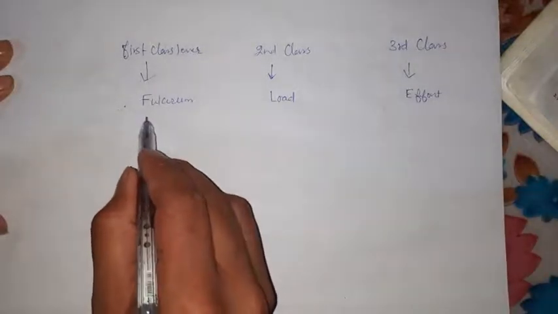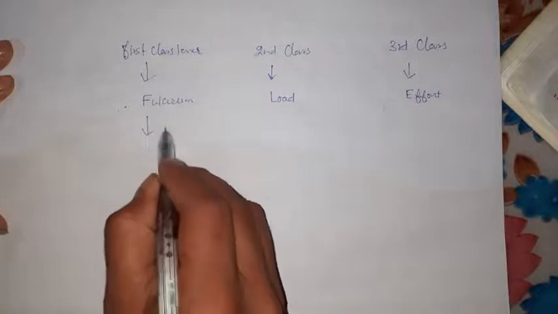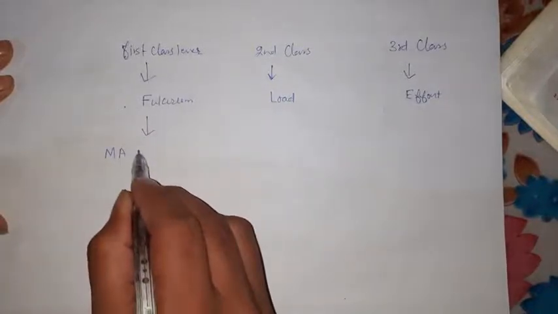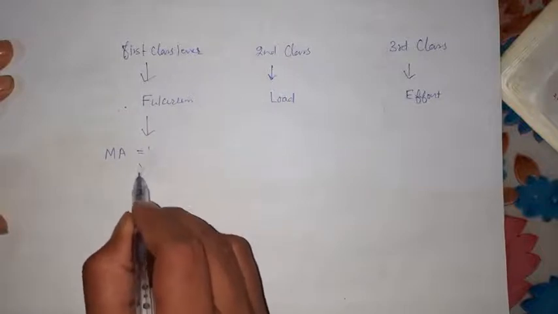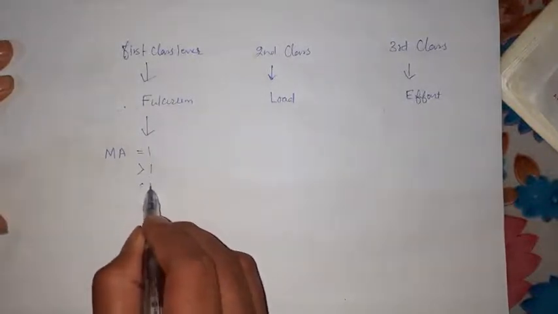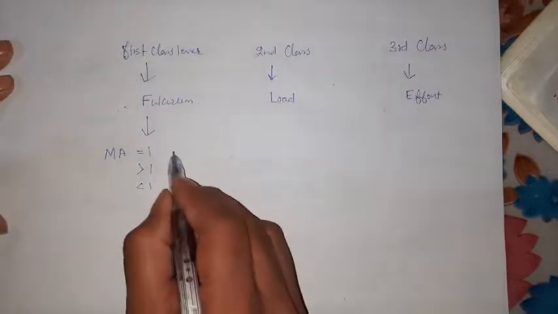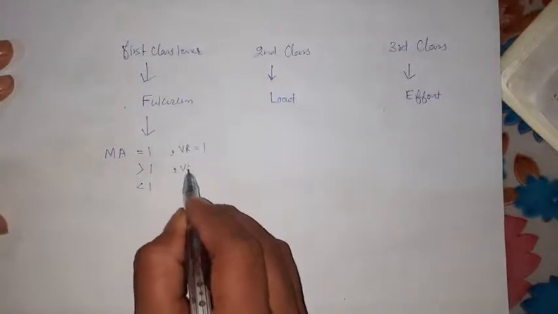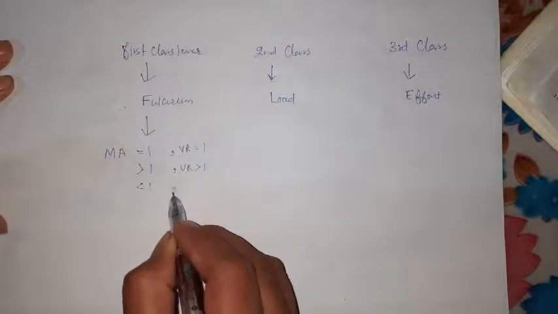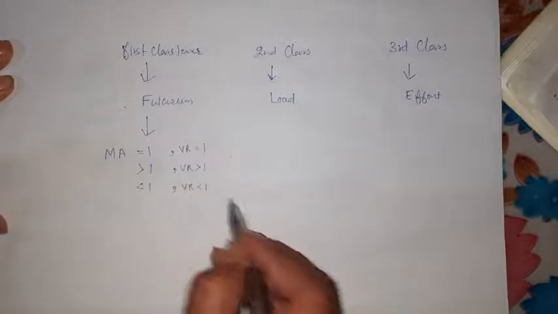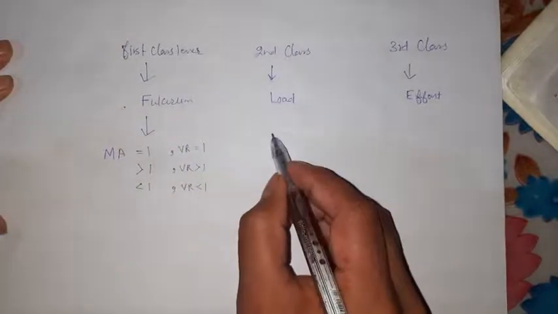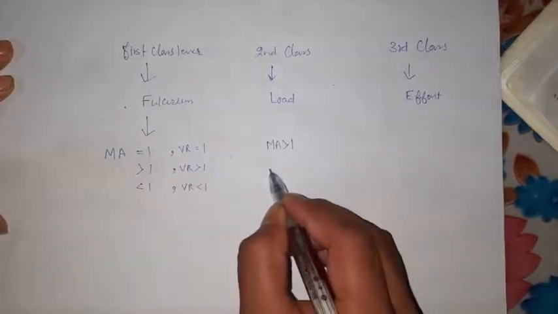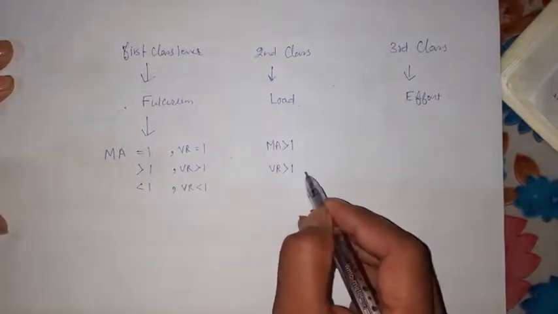Now next, student, the mechanical advantage of the first class lever can have its value equal to 1, greater than 1, or less than 1. Similarly, the velocity ratio can be equal to 1, greater than 1, or less than 1. While for the second class lever, its mechanical advantage is always greater than 1, and the velocity ratio will also be greater than 1.